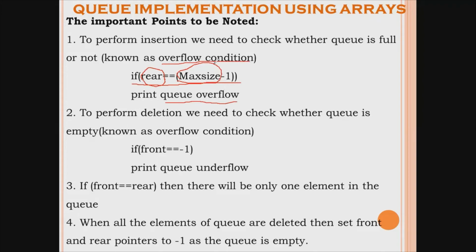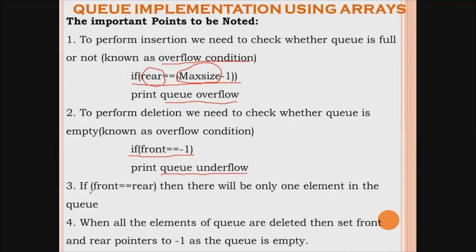The other condition we need to check here is to perform the deletion from the queue, we need to check whether the queue is empty or not. To check whether the queue is empty or not, the condition to be used is if front equal to minus 1. If the front equal to minus 1, there are no elements in the queue, we cannot perform the deletion. This condition is called as queue underflow condition.